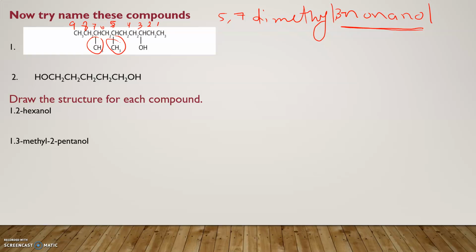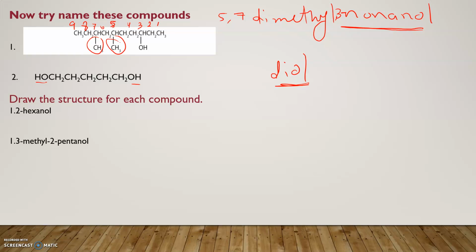Okay, the second one, actually, I think you can do it by yourself. You're good for it, but there is a trick. Here we have 2 functional groups. So we write the name, but it's diol because we have 2 alcohol, or 2 hydroxyl groups.